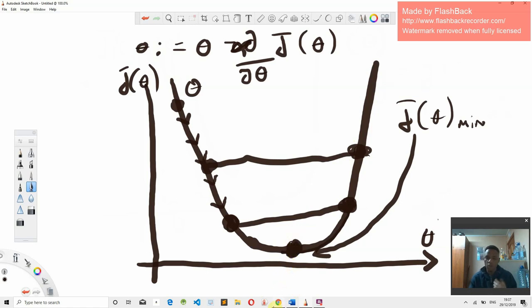So we need to find a suitable learning rate that will cause our algorithm to converge to the global minimum. How do you find a suitable learning rate? This is experimental. You need to try out a different range of learning rates so that you find one which will cause our gradient descent algorithm to reach the global minimum, or the point where the function J theta is minimum.